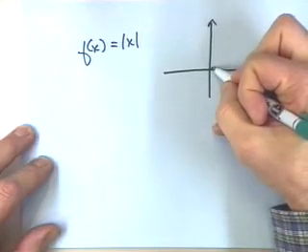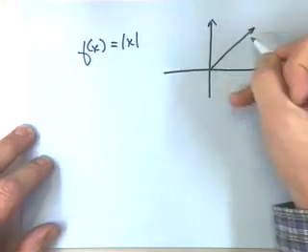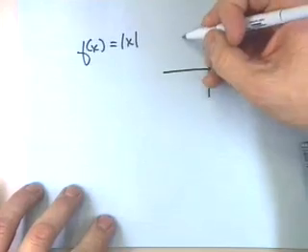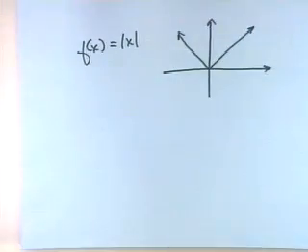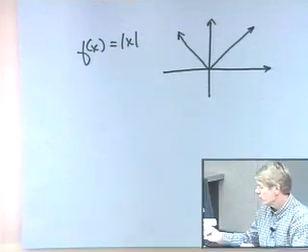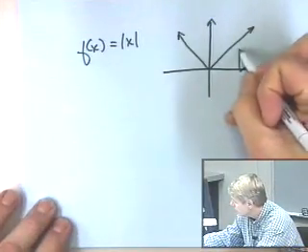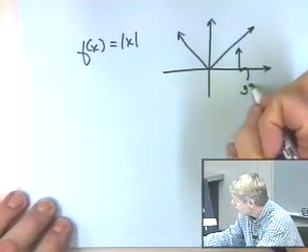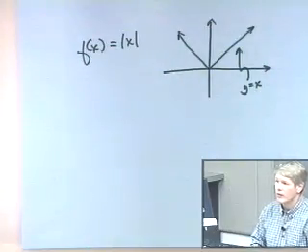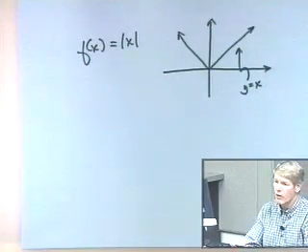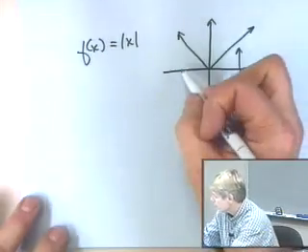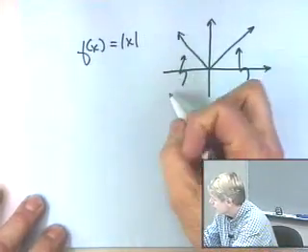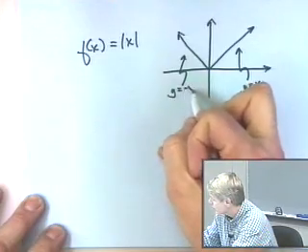So we know over here it looks like this, and over here it looks like this. So this by itself would be the line y equals x. So when x is positive, we want the y value to be positive, so the y value is the same as the x value. This line over here is the line y equals negative x.